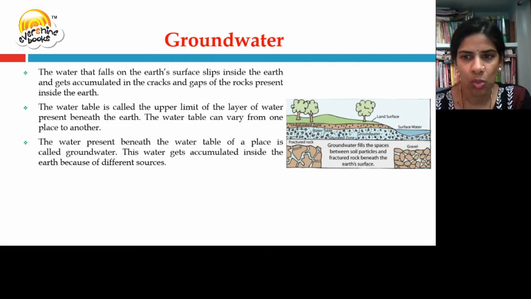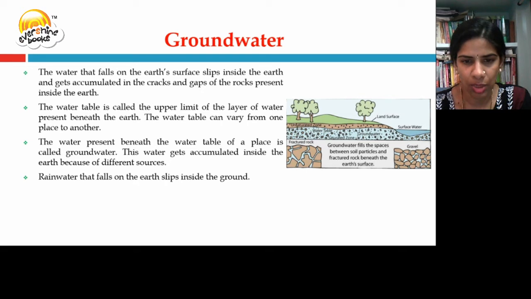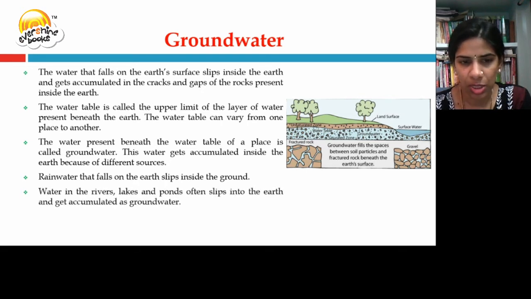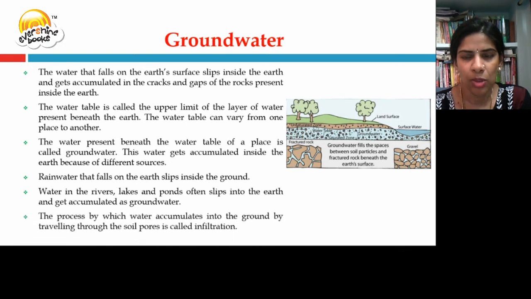In the picture you can see the water table. Below the water table is groundwater. This water gets accumulated inside the earth because of different sources of water. Rainwater enters into the ground. Water in the rivers, lakes and ponds also enters the ground and gets collected as groundwater. The process by which water gets accumulated into the ground by traveling through soil pores is called infiltration.